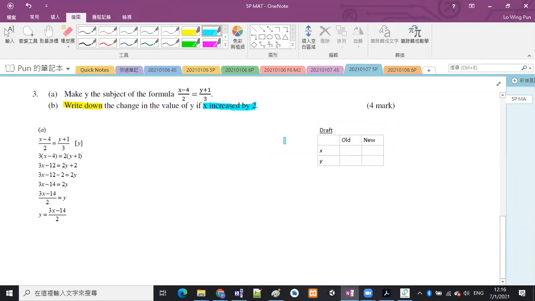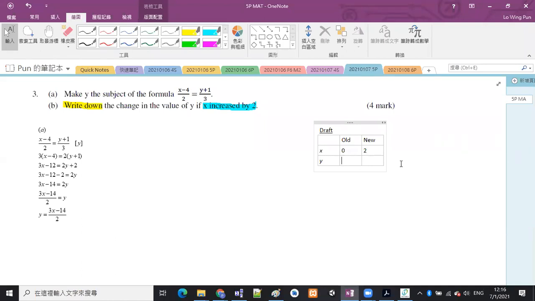If the old x is equal to 0, and then x is increased by 2, then what is the new value of x? It's very easy. The old value plus 2 becomes the new value. So that is equal to 2. Can you get this? Because x is increased by 2. And then how about the old y?